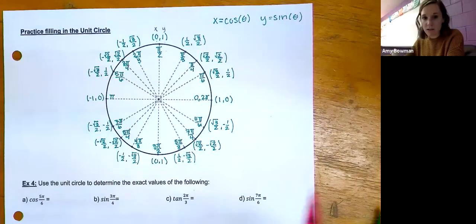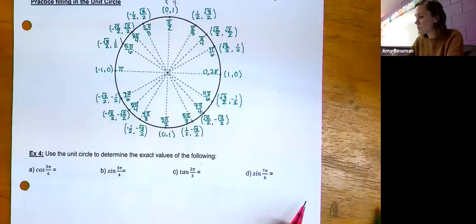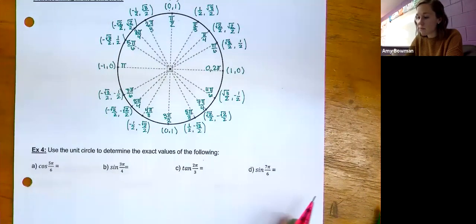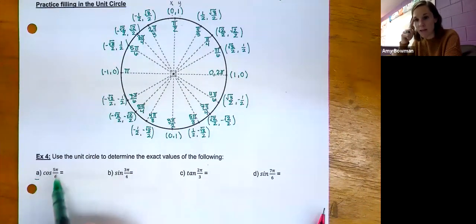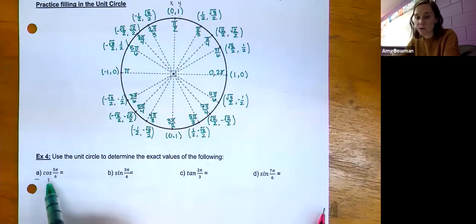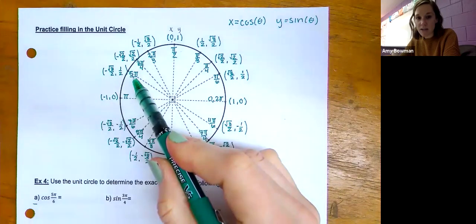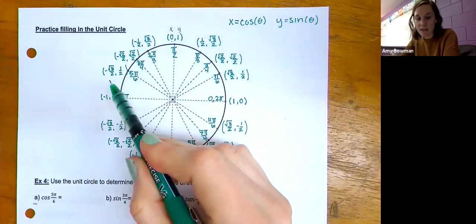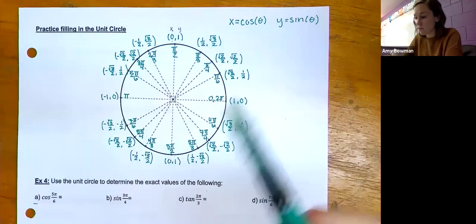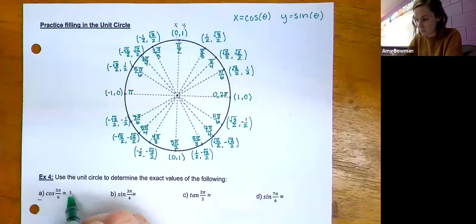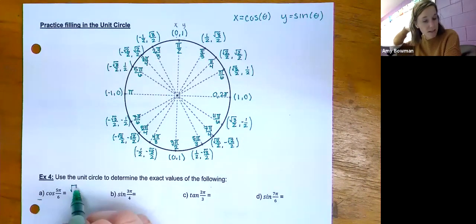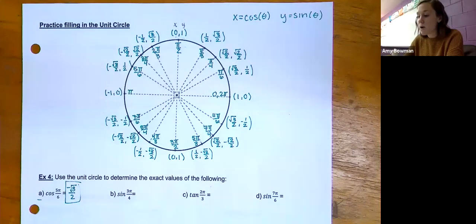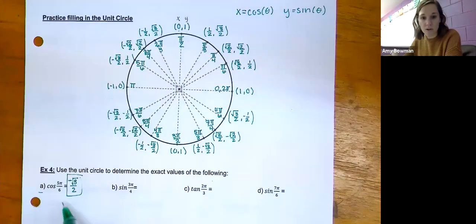So we're going to practice applying that right here in example 4. We'll start with A, the cosine of 5 pi over 6. Cosine, I should be thinking x coordinate. So 5 pi over 6. You'll go up to your unit circle, find 5 pi over 6. Here's the rotation of 5 pi over 6. The cosine of 5 pi over 6 is the x coordinate there, negative root 3 over 2. And that's it. That's why we have the unit circle. It is a quick reference tool for figuring out these trig ratios.